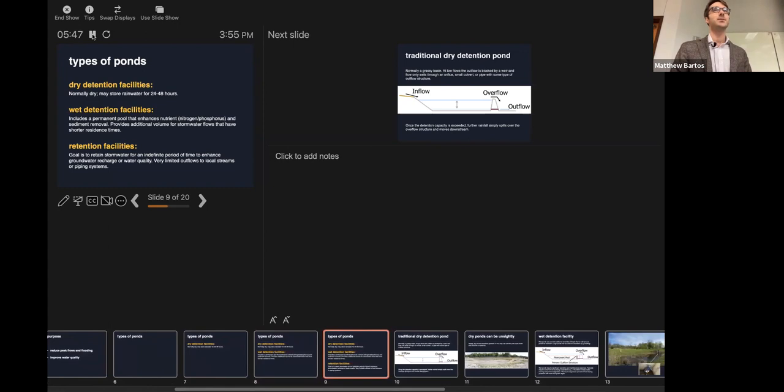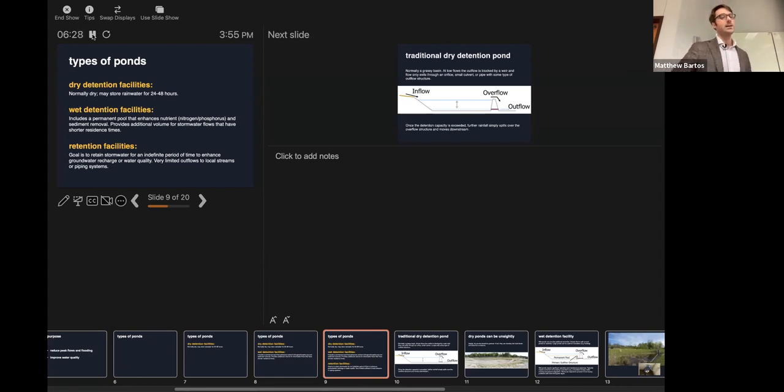So what's the difference between detention and retention ponds? Does anyone know? It's kind of mentioned here. Yes. You want to keep water continuously in retention ponds, whereas detention ponds will empty out. Right. I'll show a couple pictures of these two different types of ponds in a second, but detention ponds typically have an outlet structure that lets water continuously flow out, whereas retention ponds don't have a permanently open outlet structure. They just keep the water inside of the pond. They don't really have an outlet.